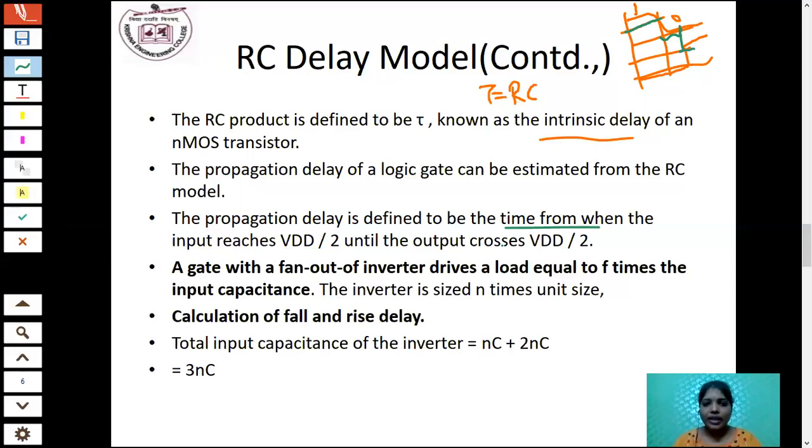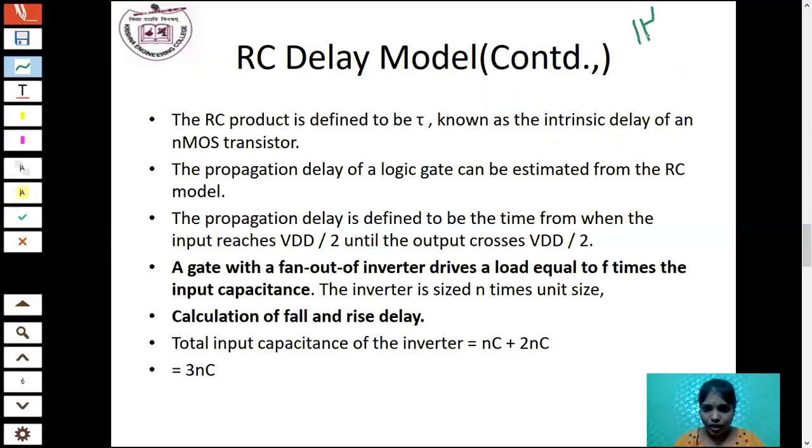Now the gate width and fan out of an inverter is derived as the load equal to F times the input capacitance. For example, here I am considering a CMOS transistor. This is my NMOS transistor and this is the PMOS transistor. Here I am going to take the output. Here I am going to find the load capacitance value.